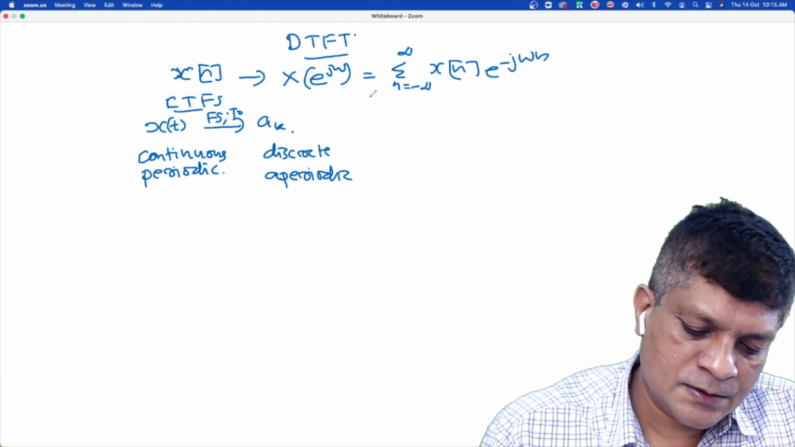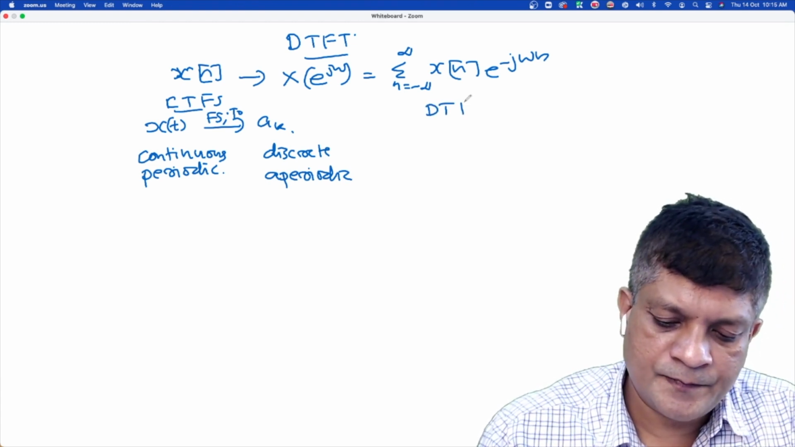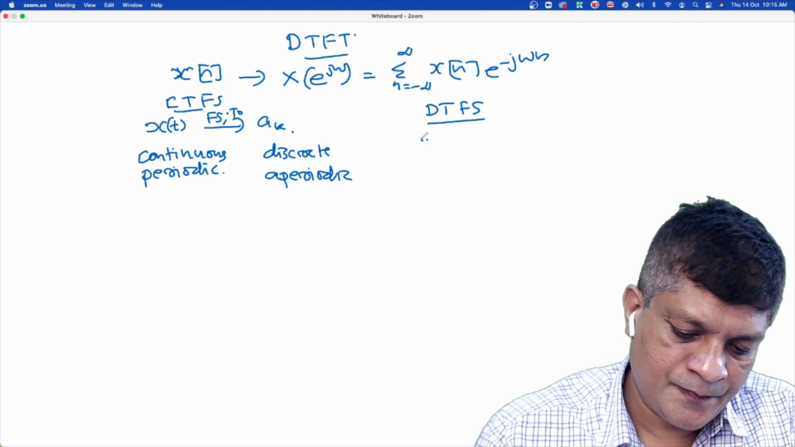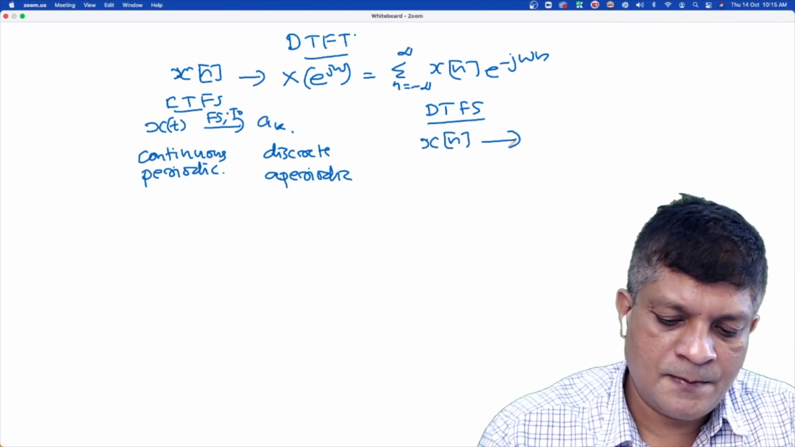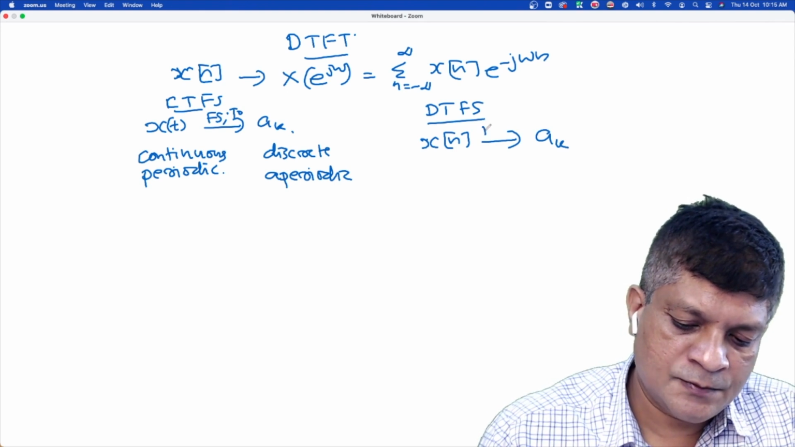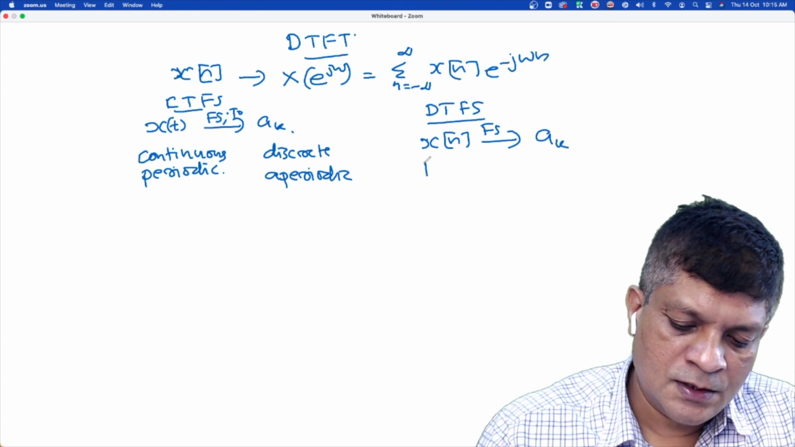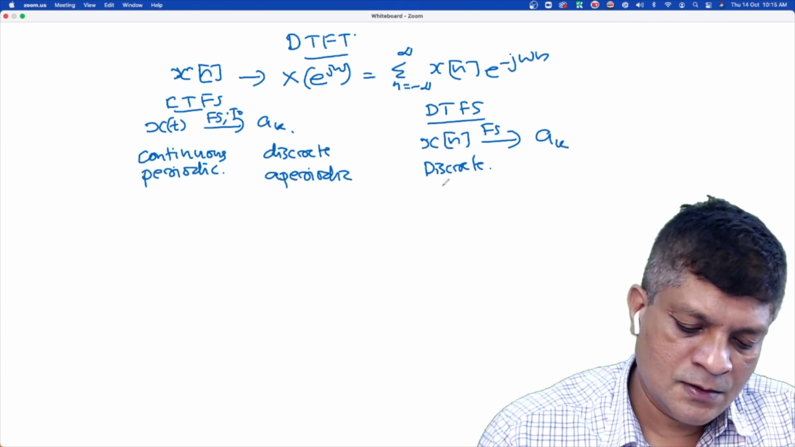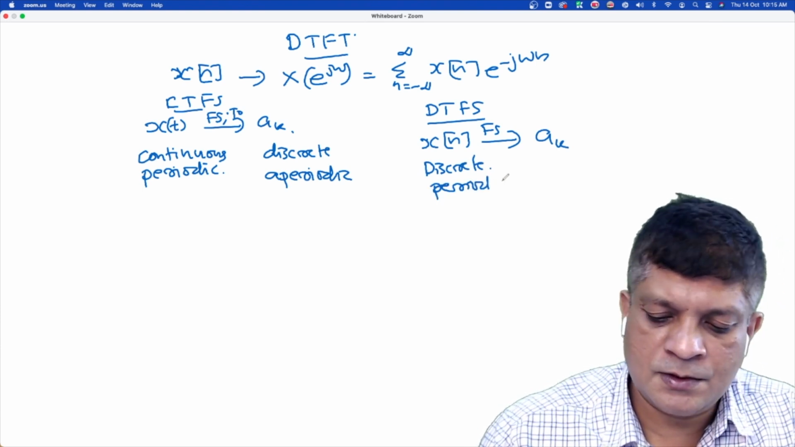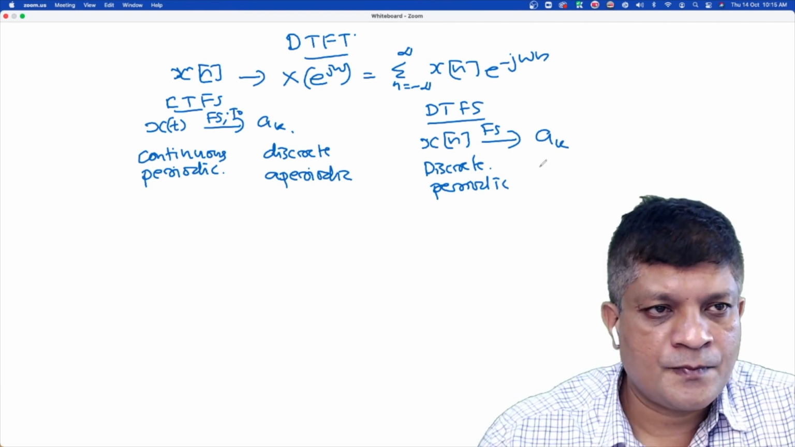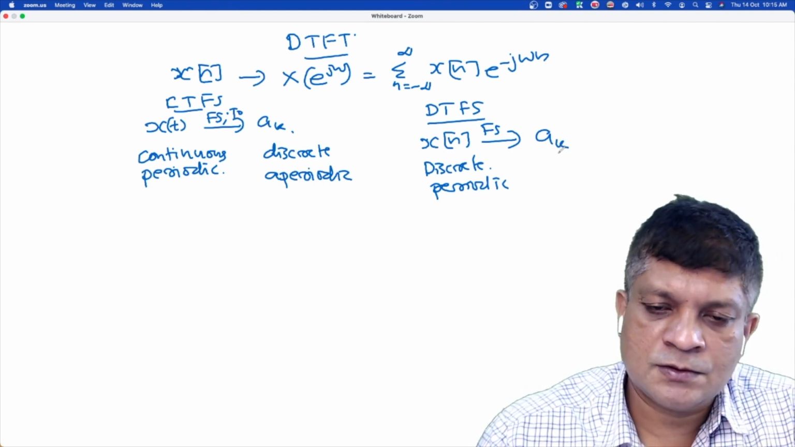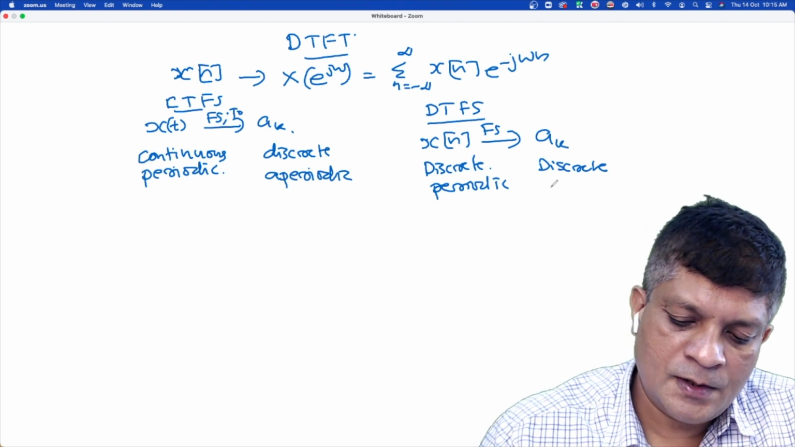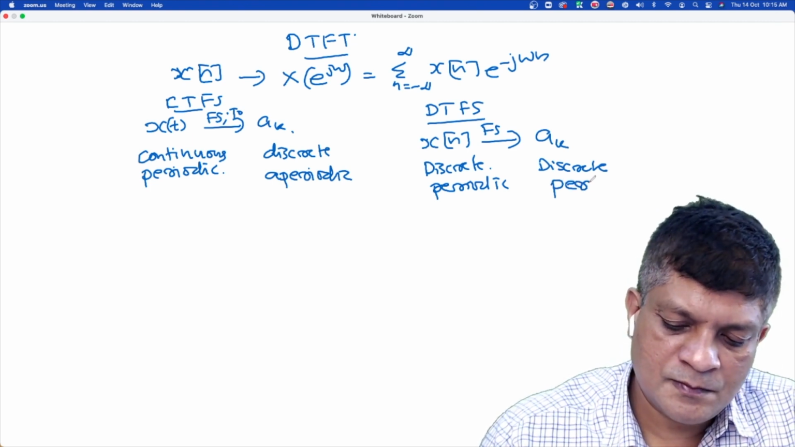Then we discussed the discrete time Fourier series. If we have a periodic signal x[n], and we denote its Fourier series coefficients by ak, x[n] is a function of a discrete variable, so it is discrete, and it is periodic. The Fourier series coefficients are also a sequence, so they are discrete and periodic, isn't it?